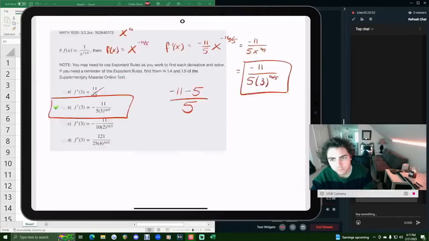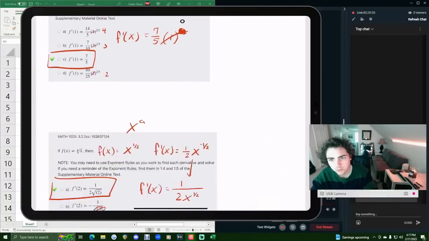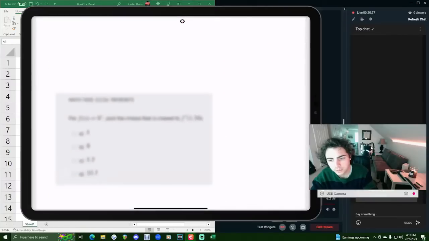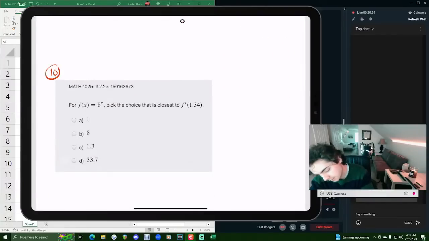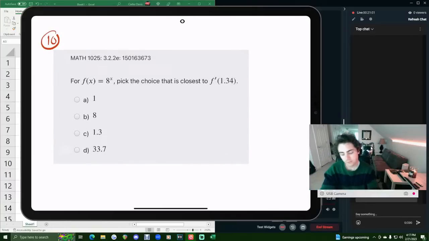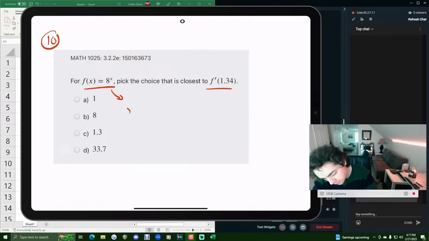Let's keep rolling. I don't know what number that was. We called all those 9. Those were all the same. Here's number 10. They say for f of x equals 8 to the x, pick the choice that is closest to f prime of 1.34. So this was one of our memorized functions from the start.